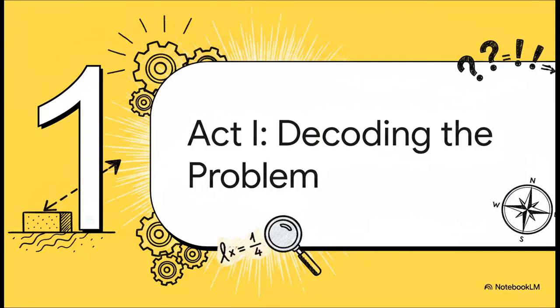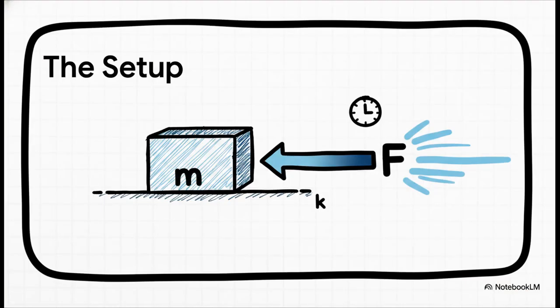All right, so like any good story, we have to set the scene first. And for a physics problem, that means we have to really, truly understand what's being asked. So let's get into Act 1, just decoding the problem itself. Okay, so here are the key players in our little drama. We've got a block, mass m, just sitting on a flat surface. Now this surface is nice, it's got some grip to it, a friction coefficient we'll call K.